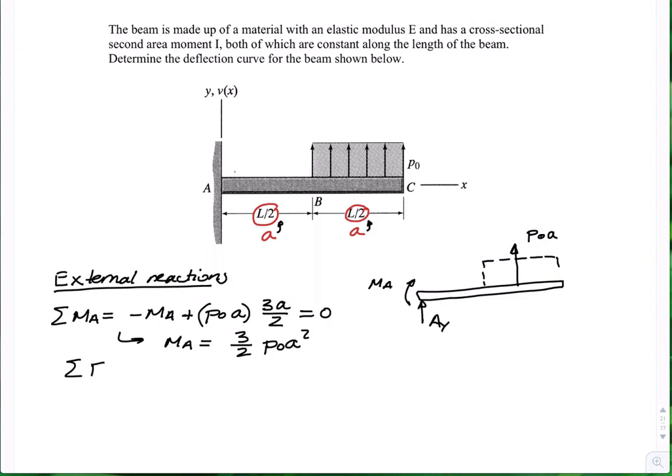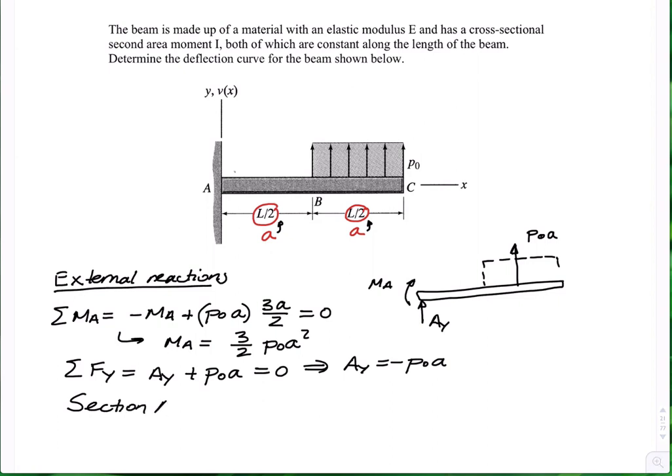And then, of course, when I sum forces in Y, what I have here is AY plus P naught times A. Therefore, for equilibrium, we see that AY is equal to minus P naught A. So we're going to break this beam up into two parts. We're going to look at section AB.